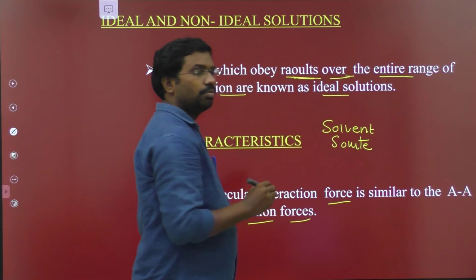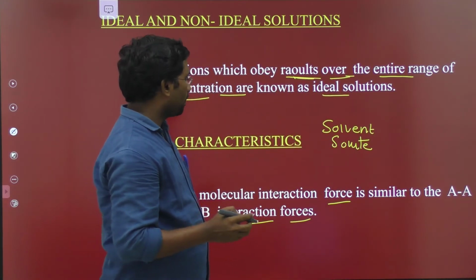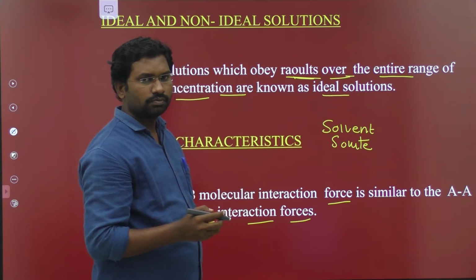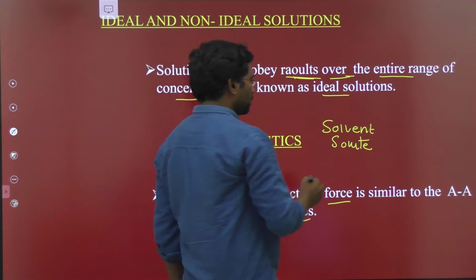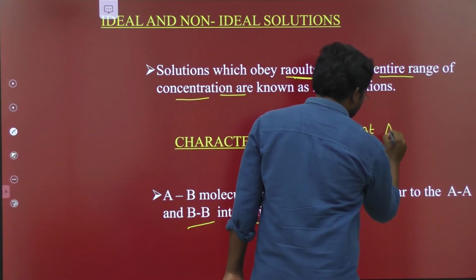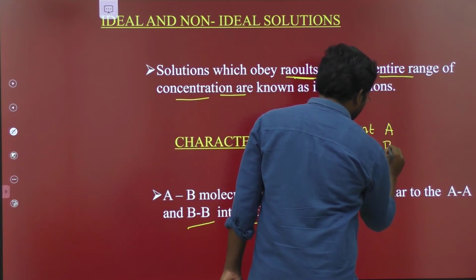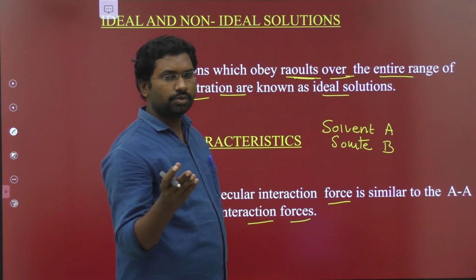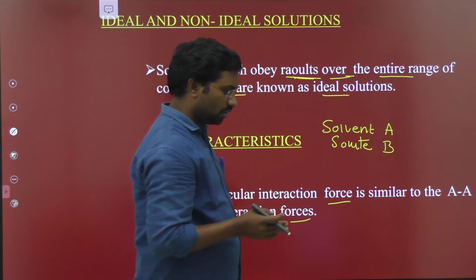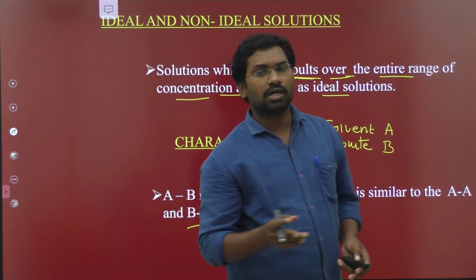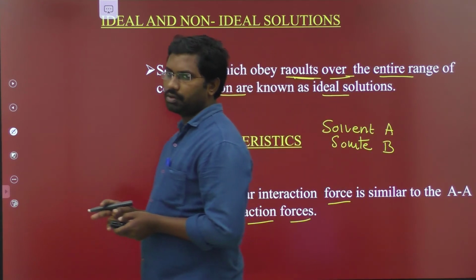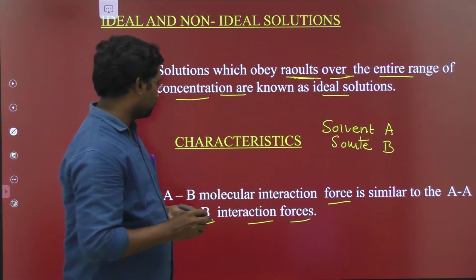Solvent is the major component present in the solution, and solute is the minor component present in the given solution. Here I denote solvent with the letter A and solute with the letter B. Between the solvent and solute molecules present in the given solution, there are three types of possible interactions.